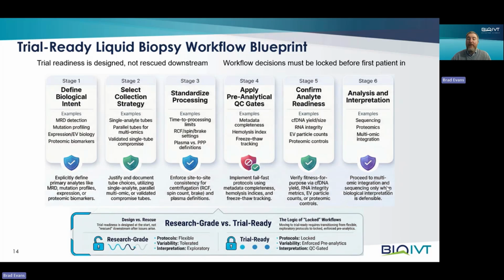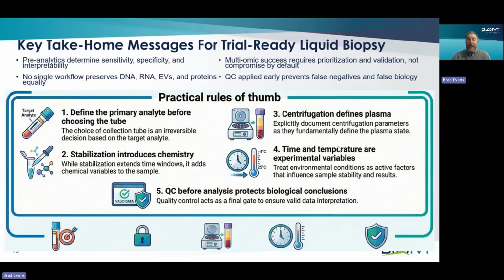When you look across these steps collectively, a consistent pattern emerges. Every upstream decision from tube selection through QC gating ultimately determines whether the final data reflects true biology or pre-analytical artifact. The implication is that success in liquid biopsy is not driven by any single step, but by a set of disciplined principles that govern how the entire workflow is designed and controlled. I'll close with core messages to carry forward. First, pre-analytics determine sensitivity, specificity, and interpretation.